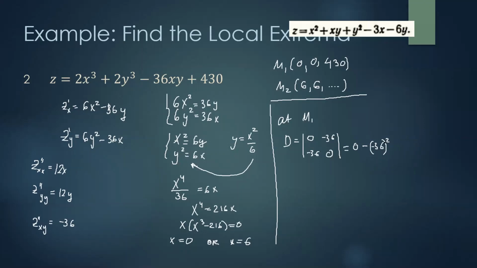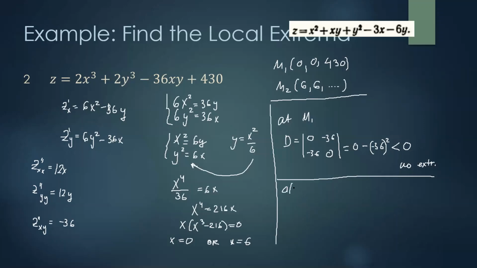So we see a negative determinant, which means this is not an extremum. This is a saddle point, actually. This is a saddle point, no extremum. No need to write saddle point, because we are not investigating those further on. Now at the second point.